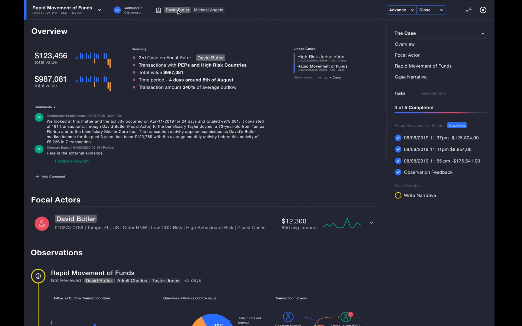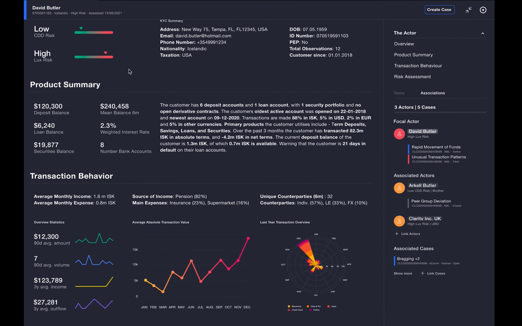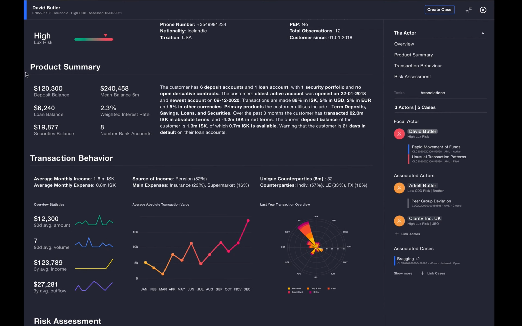Wanting to further understand risk or an actor, we can jump into Lucinity's Actor Intelligence. This is Actor Intelligence. Here I get an overview of the high-level information of the actor, their KYC information, and also a quick overview of their risk. We then go into a product summary, allowing our users to really and fully understand the financial standing of the actor within the institution, with providing summary statistics and further insights into their product utilization.